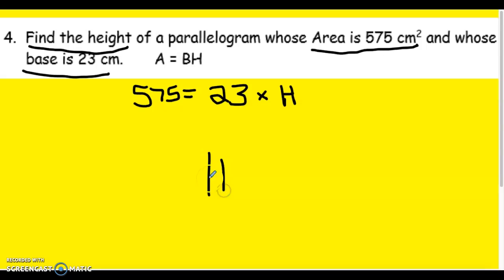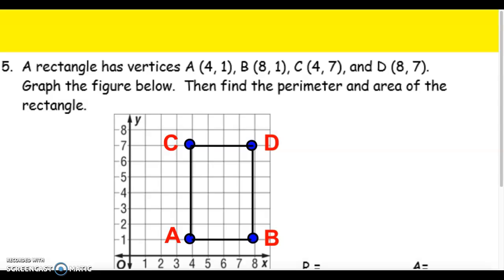And whatever that is, when you divide, that answer is just centimeters. Because remember, when you're finding a base or a height, it's just centimeters. Area is centimeters squared, like right here. Okay, moving right along to number 5.